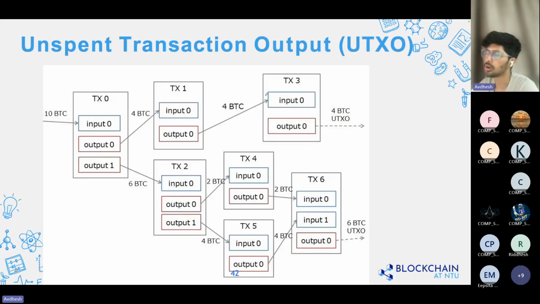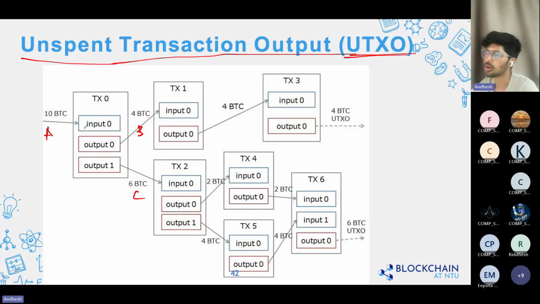Now, this is something called unspent transaction output, or UTXO. That is what I explained right now. Let's suppose Alice is here. Alice is sending 4 bitcoins to Bob and 6 bitcoins to Charlie. So this is how the mechanism works.